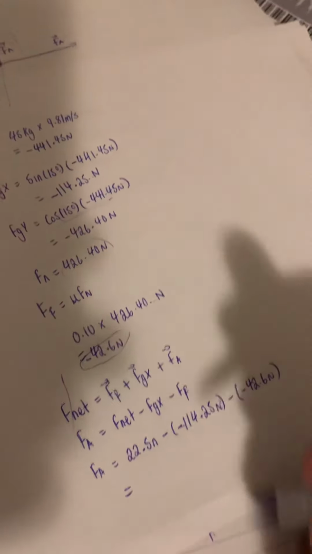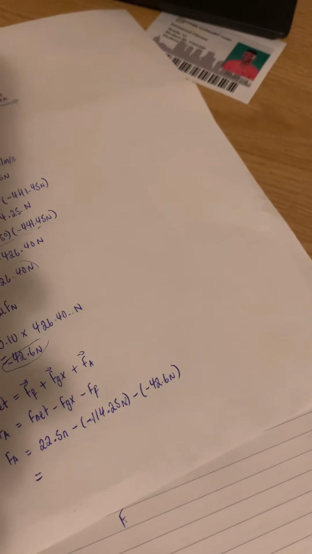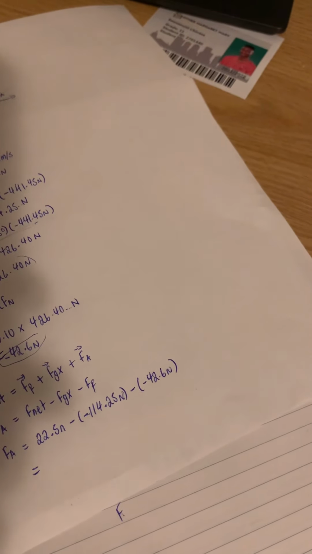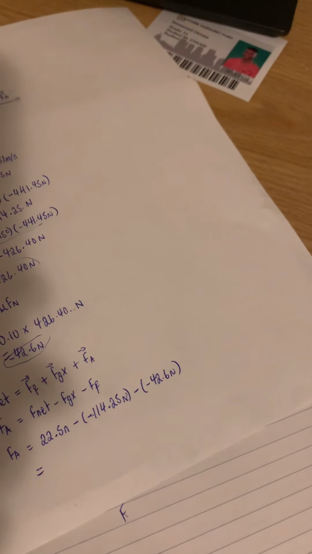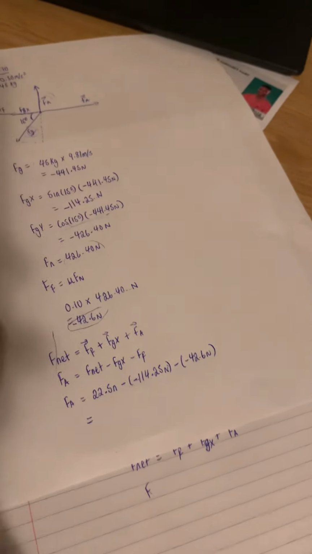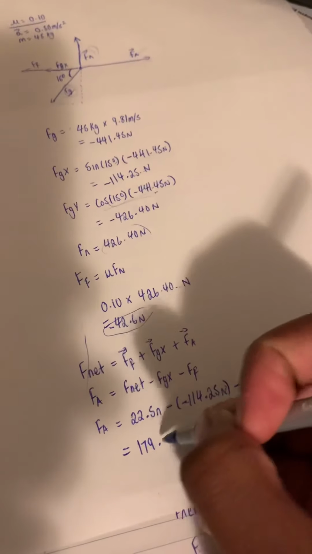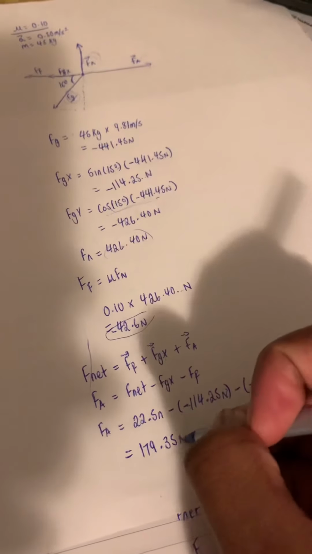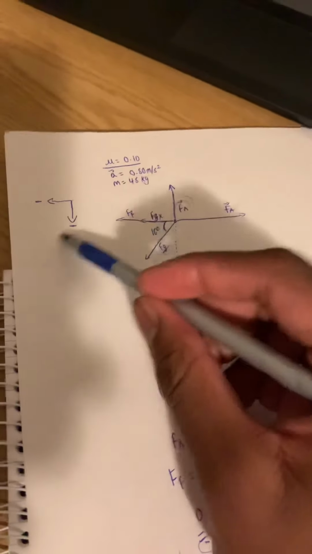Then we're going to go right ahead and plug that into the calculator. 22.5 minus negative 114.25, then minus negative 42.6. Okay, that gives us an answer of 179.35 newtons. And it's positive because this force is going in the positive direction.